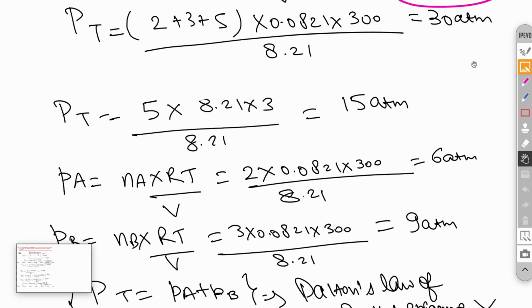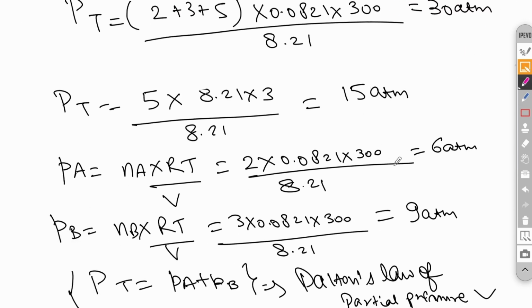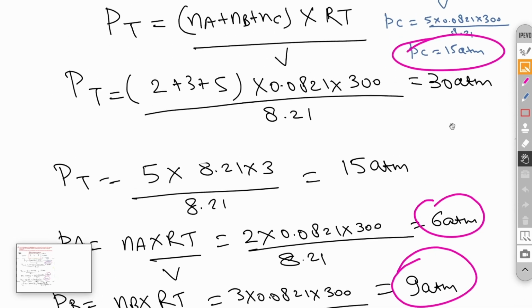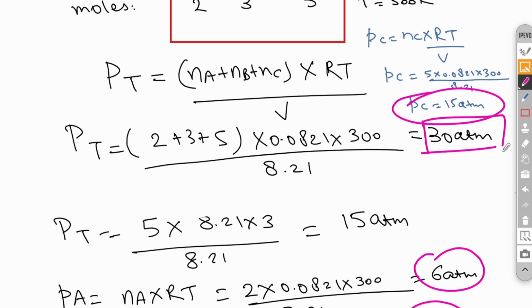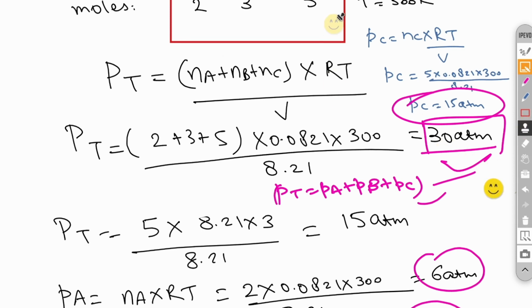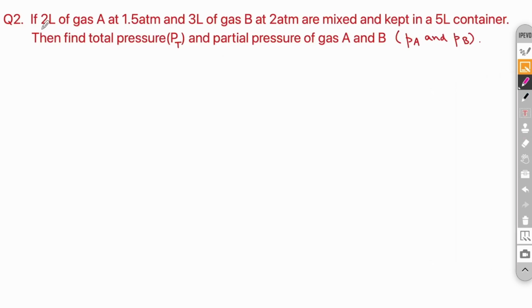We can verify our answer by simply using Dalton's law of partial pressure, that is partial pressure of gas A plus B plus C should be equal to total pressure, and it can be verified that total pressure is equal to the partial pressure of all the gases present here, that is 30 is equal to 15 plus 6 plus 9, right? So I hope you understand this first question. Now we'll move to the second question.